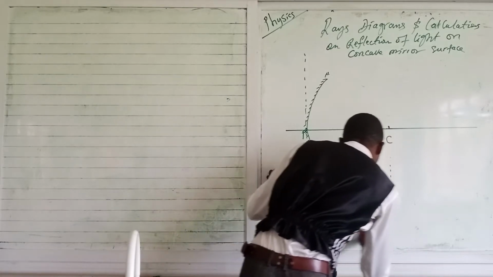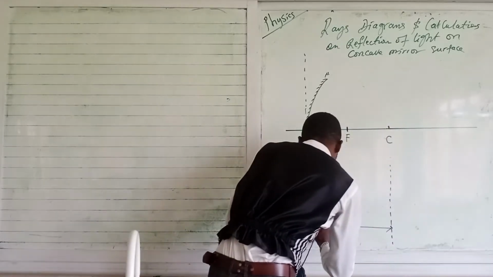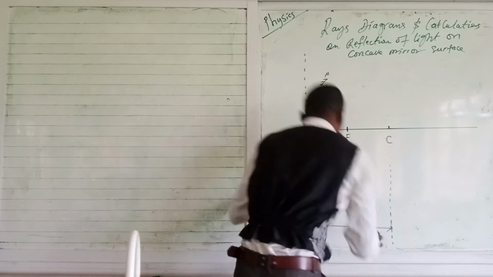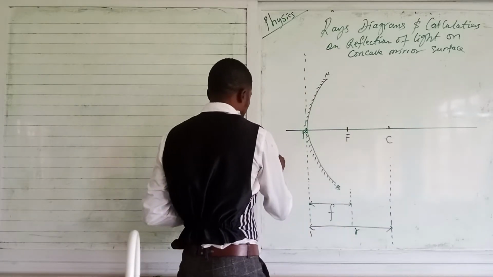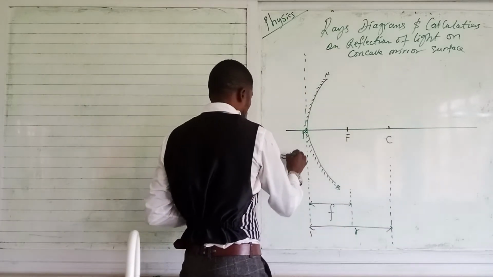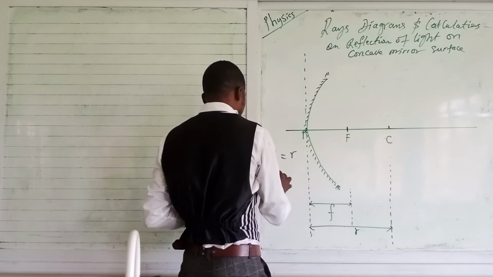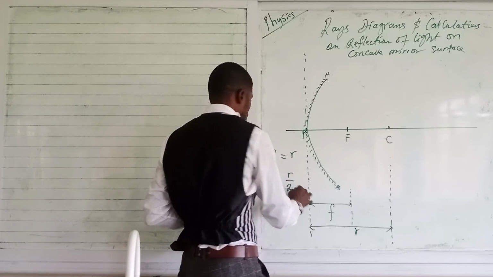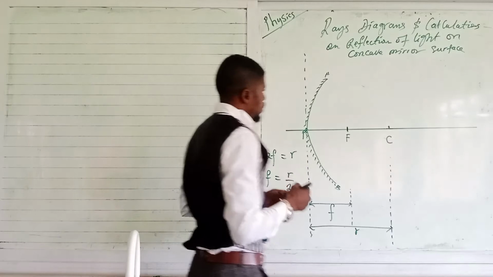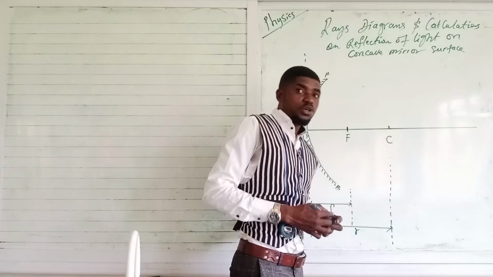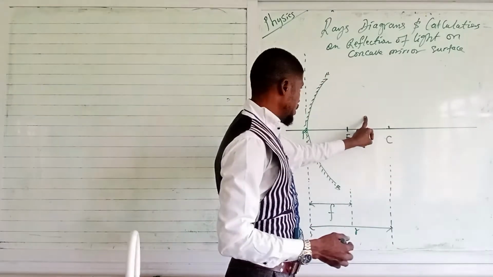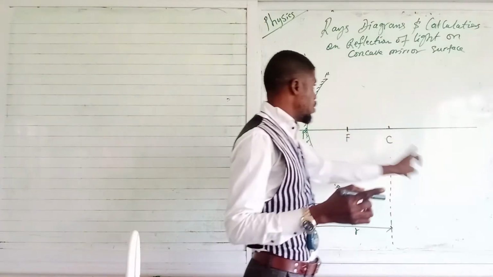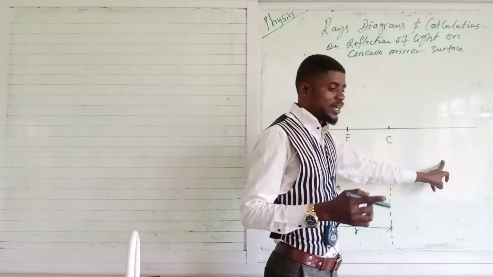From here to the center of curvature is your radius of curvature. And so you need 2f to get 1r, and then your f is just r over 2. Note that. Now, in the other video, we placed our object here, and then the image was formed here, and then it was magnified.